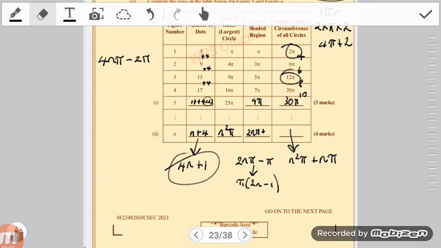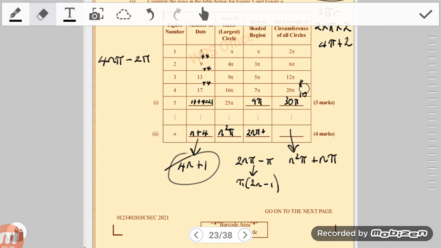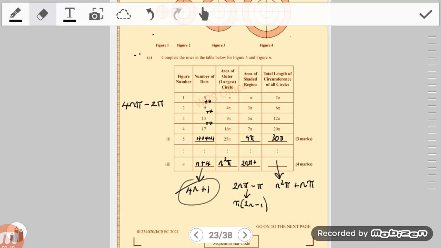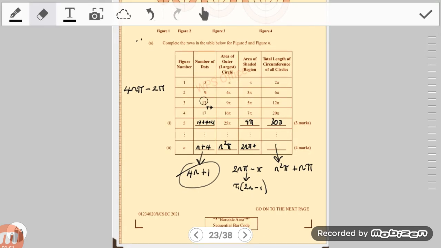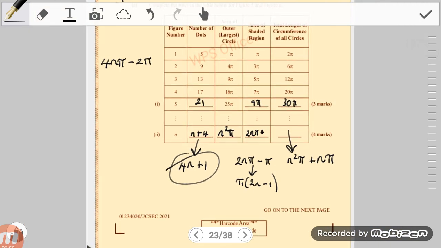Alright, so this is 21, this is 9 pi, 30 pi. Please ignore these numbers in between here, and this up here, these are all trial and errors or small calculations. And here, so that's my answer here. This is 21. Alright, so we're good to go, guys.